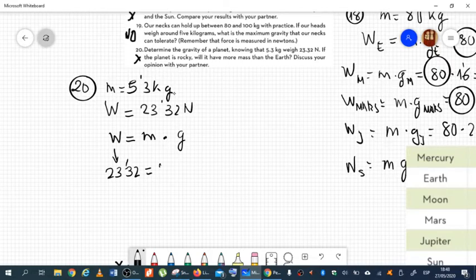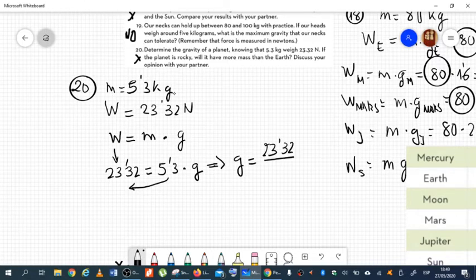The mass is 5.3 multiplied by G. So G is equal to, we pass 5.3 to the other side, dividing, okay? Divided by 5.3. So let's do the operation.